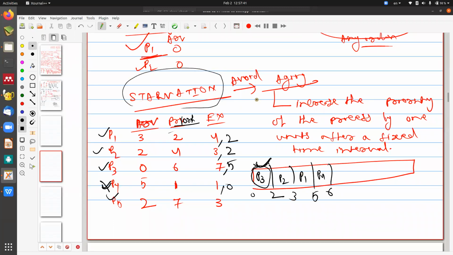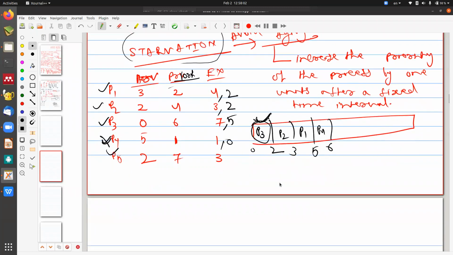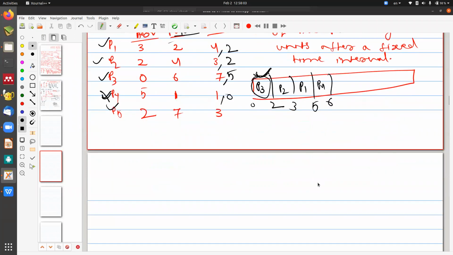Then how do they avoid it? They avoid it by a technique called aging. And what does aging say? After every unit, increase the priority of the processes that are currently present in the ready queue. Now I'll do it and look at how it happens, taking the same data with this aging technique.